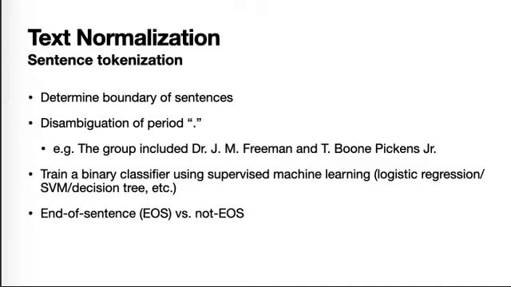So period disambiguation is usually done with a classifier trained by supervised machine learning on a hand-labeled dataset. We can use logistic regression, SVMs, or a decision tree. The trained binary classifier will be able to determine two classes, end of sentence, EOS, versus not end of sentence.